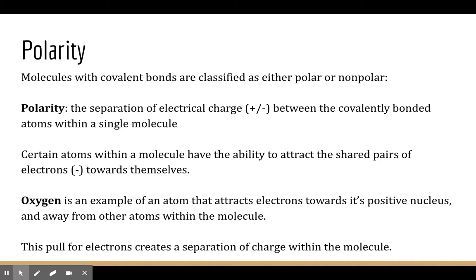And one atom, or one element in particular that we've been talking about a lot, is oxygen. Oxygen is very, very electronegative, which means that oxygen can attract the electrons in the covalent bond towards itself, and it pulls these electrons away from other atoms in the covalent bond.